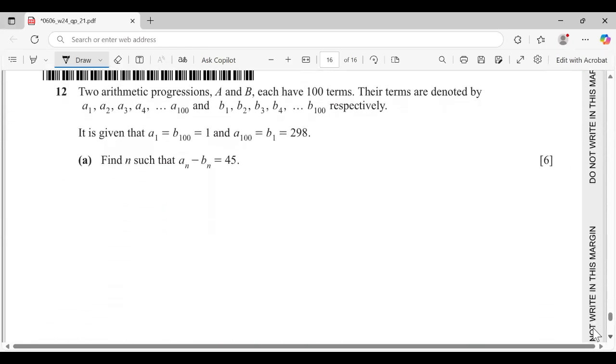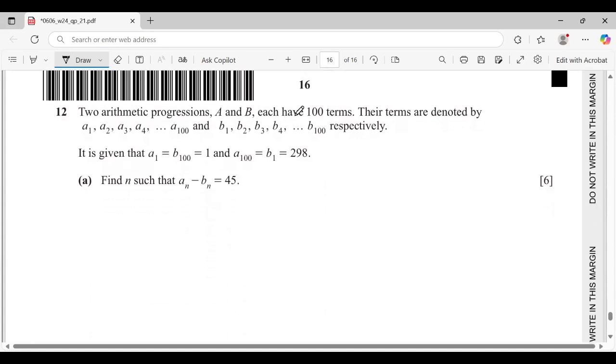Number 12. Arithmetic progressions A and B each have 100 terms. The terms are denoted by A1, A2, A3, A4, up to A100, and B1, B2, B3, B4, up to B100 respectively. It is given that A1 equal B100 equal 1, and A100 equal B1 equal 298. Find n such that an minus bn equal 45.